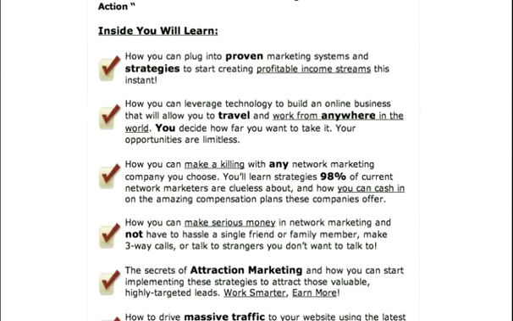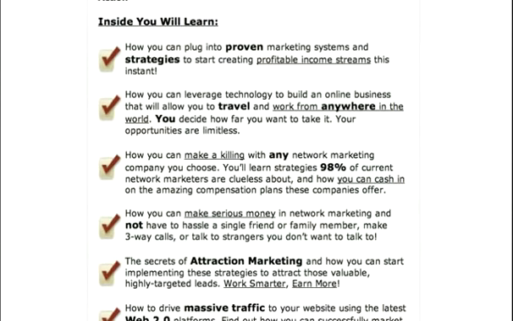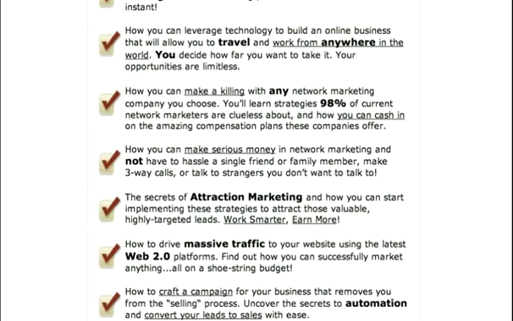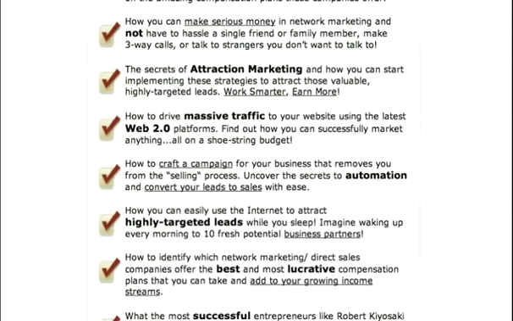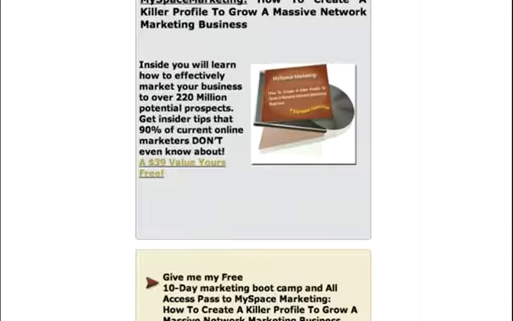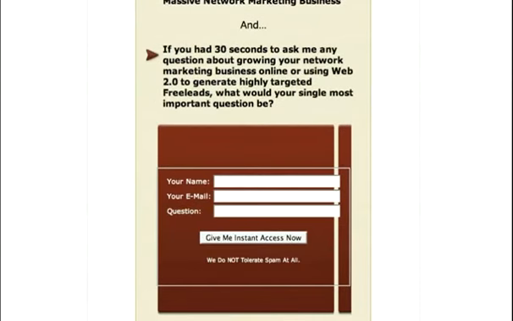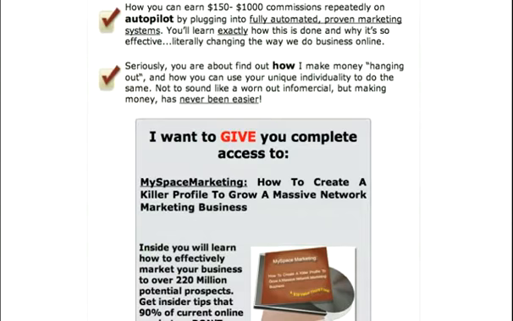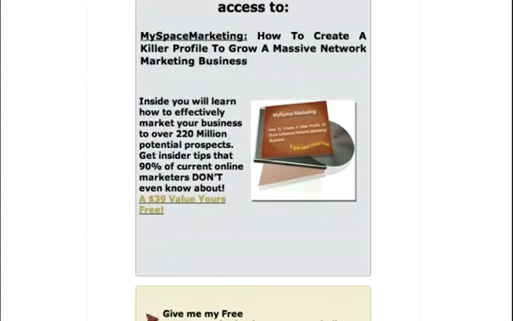Get the drift? I try to stay away from using I can show you or I did this or I did that. It's always how you can do this, or you always focus on the prospect and how they're going to benefit from the information that's on the other side of this page, which is where you're going to be taking them after they fill out this information. Right now I'm also giving them an audio recording for my MySpace marketing techniques on the other side when they fill it out.